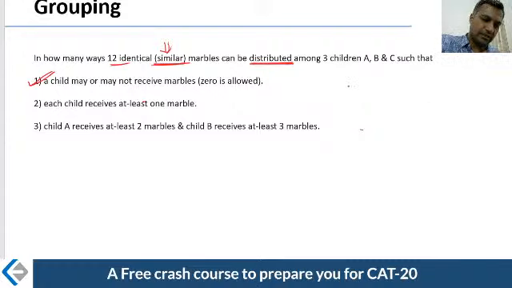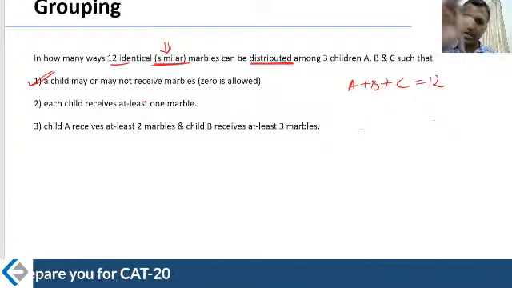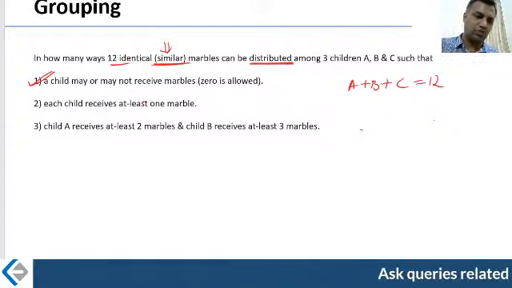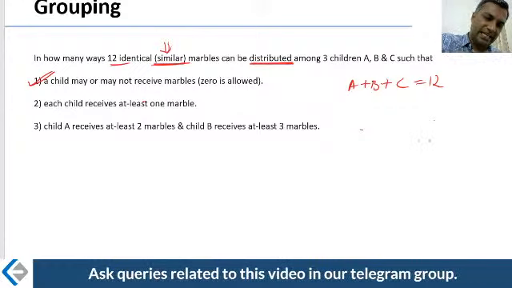What I meant here is this. A, B, C together will get 12 marbles because you don't keep anything in your pocket. That is given. So the point here is, can I give A 0? You can. Can I give B 0? Yes. Can I give all 12 to C? That is possible. That's what I mean by the first point.